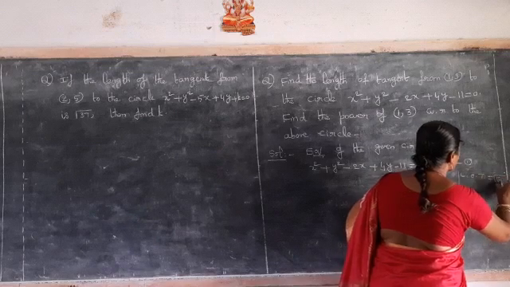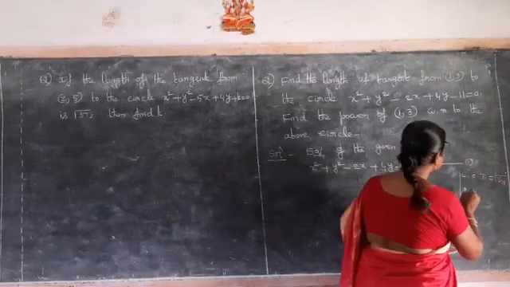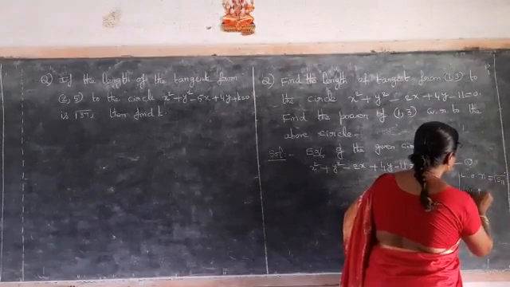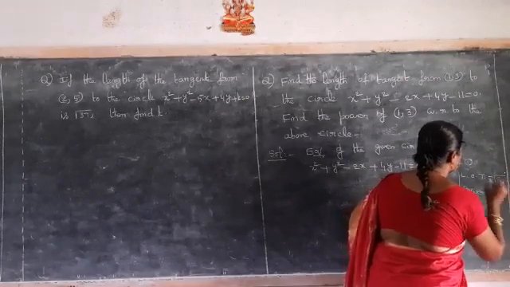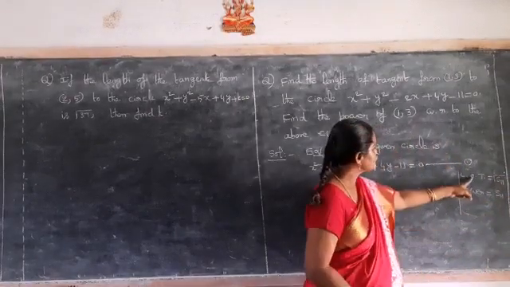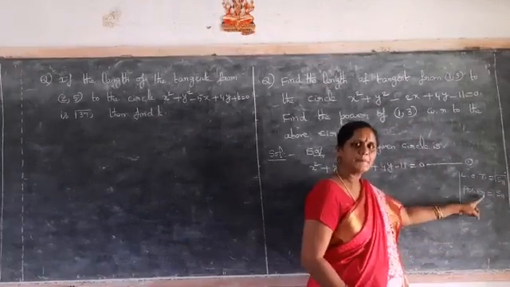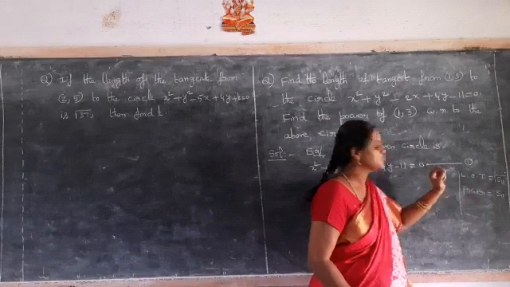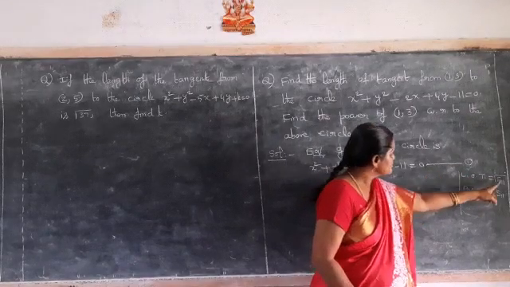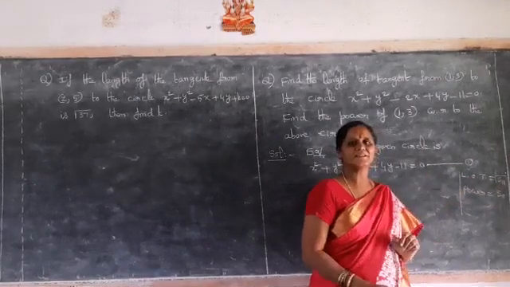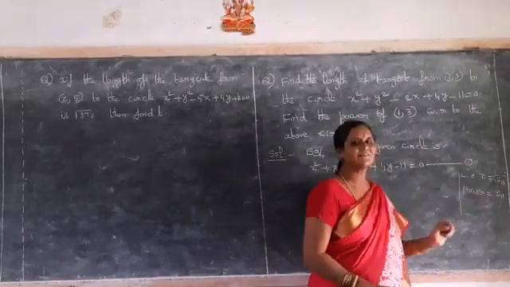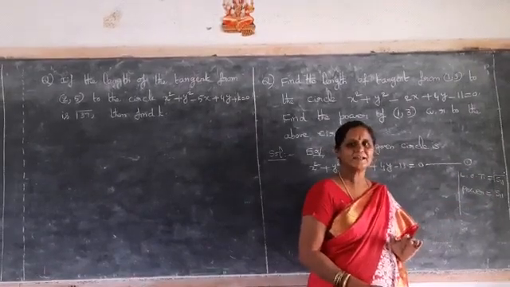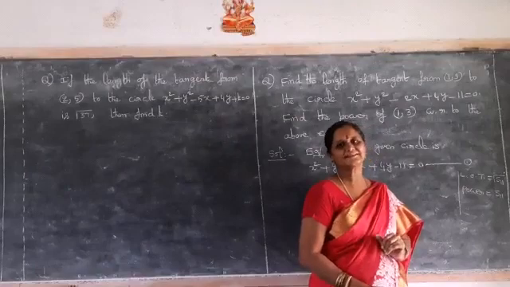So here you have to find the length of tangent. The formula is root of S11. Next, the power of P formula is S11. These are the 2 formulae. Before applying these 2 formulae, first you make ready S11. That's why first you find S11.